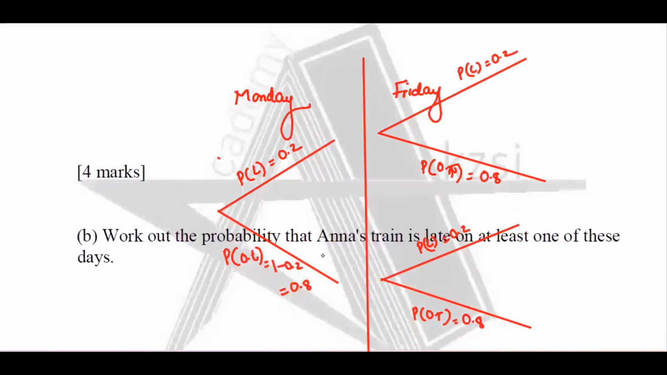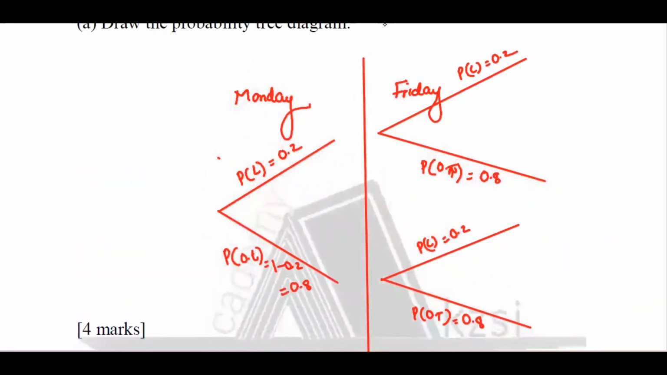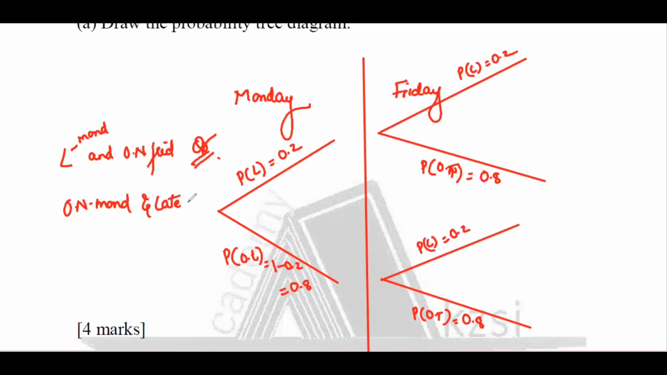Work out the probability that Anna's train is late on at least one of these days. On at least one of these days means either the train will be late on Monday and on time on Friday, or on time on Monday and late on Friday.